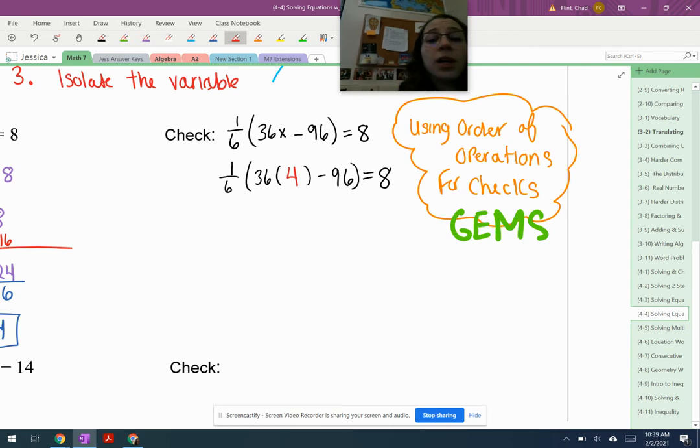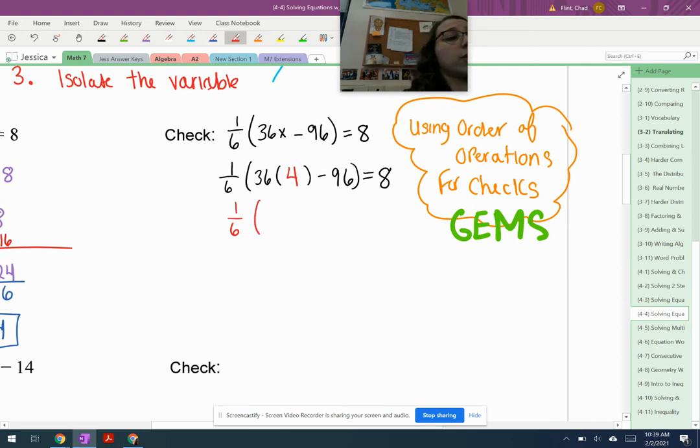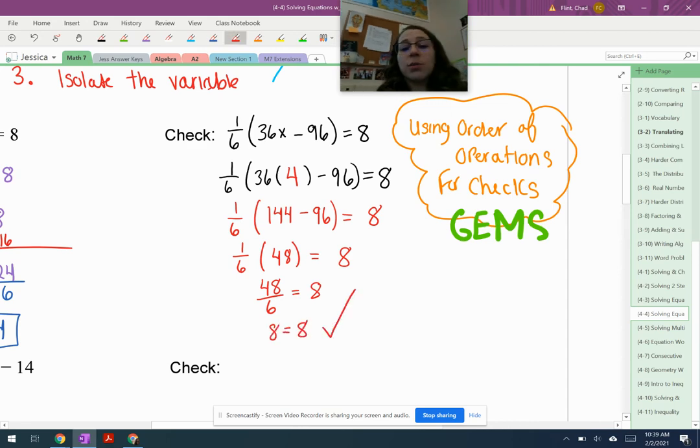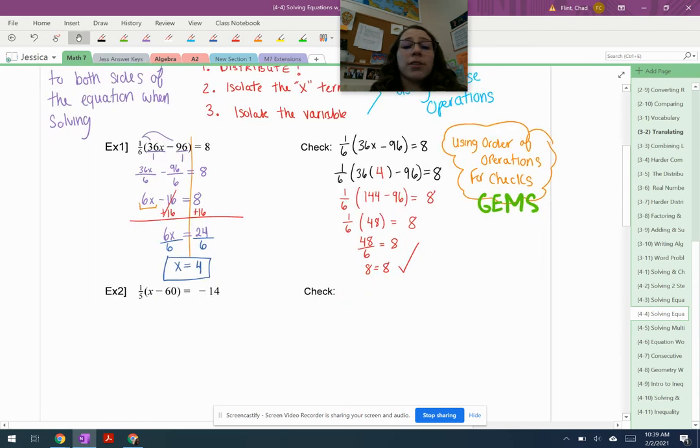So inside the grouping, I have 36 times 4, which is 144. Minus 96, and I'm just carrying everything else down. Still working inside those parentheses, 144 minus the 96 is going to leave me with 48. And 48 times 1/6 is really just 48 divided by 6, which is 8. And 8 is equal to 8, making my check work out and everything look fantastic.